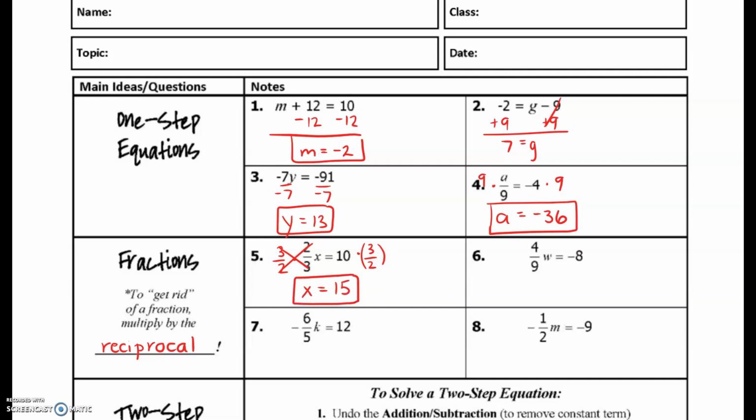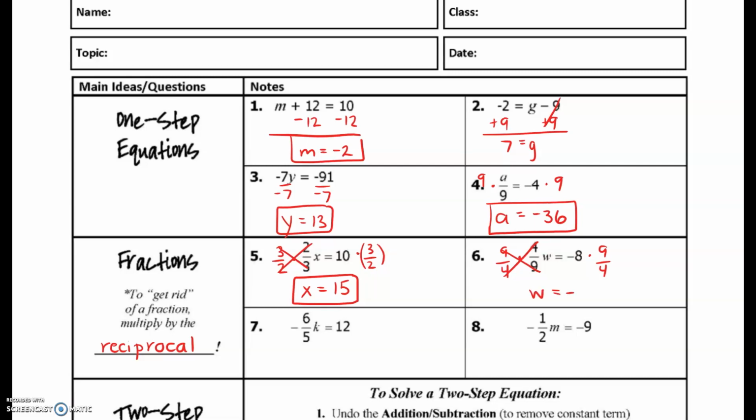In number 6, we have the same idea. We want to multiply both sides by the reciprocal of 4/9. In this case, that will be 9 over 4. When we multiply by the reciprocal here, we will have w equals a negative 18.